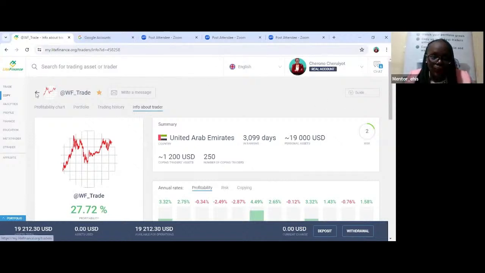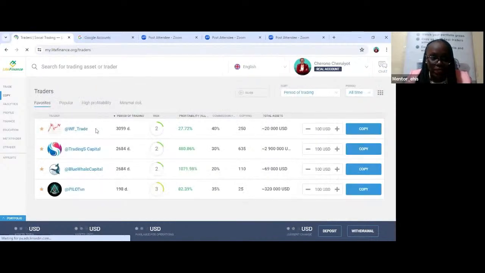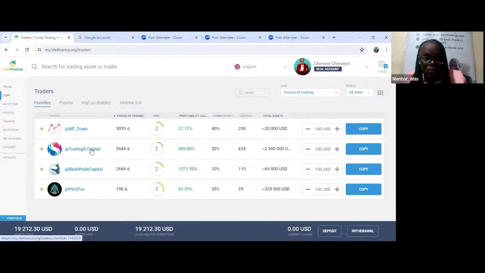Let's go back to choose another trader. As you do analysis, you take time. You really need to take time in terms of your analysis. On this list, we have checked on the A at WF trade.